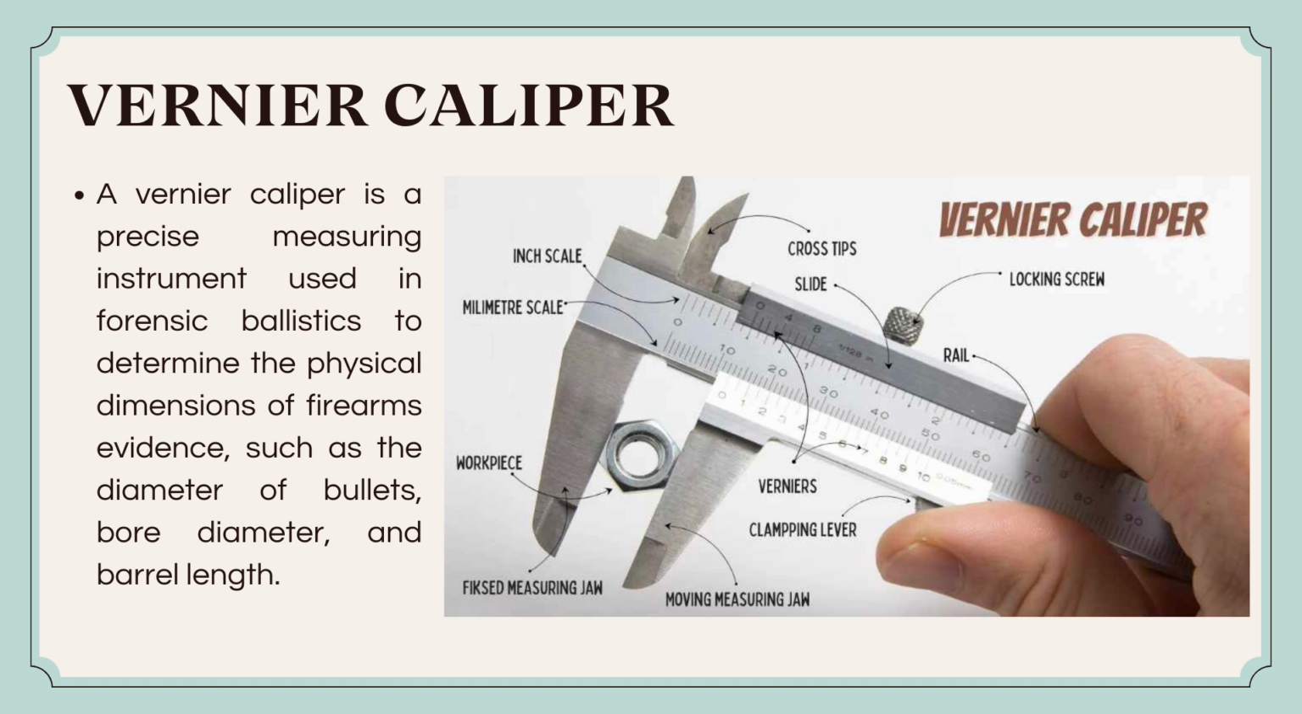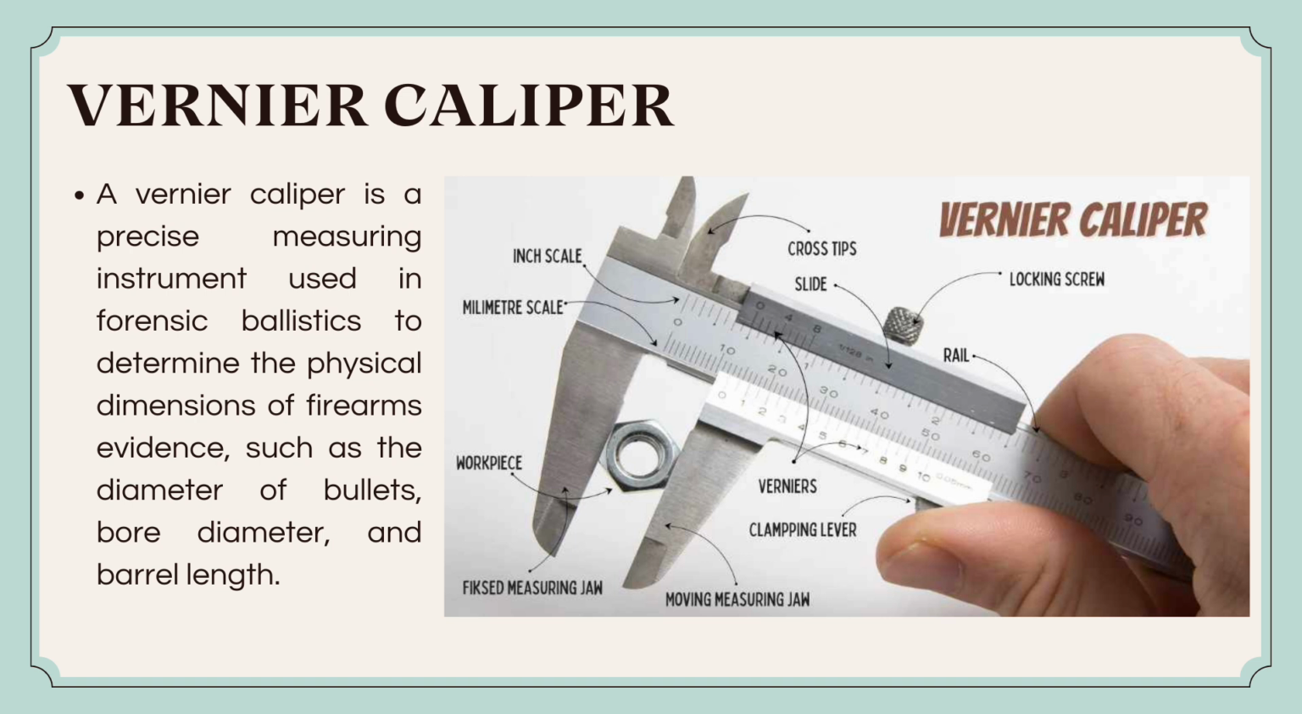First part of the vernier caliper is the inch scale, which is used for measurements in inches. Second, millimeter scale, used for measurements in millimeters. Third, the workpiece, which is the object being measured. Fourth, fixed measuring jaw, the stationary jaw used to hold the workpiece against the moving jaw. Fifth, the moving measuring jaw, adjustable jaw that moves along the scale to measure the workpiece. Sixth, the cross tips, used for measuring the internal dimensions of an object.